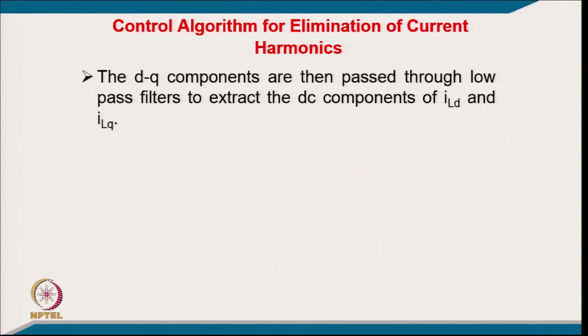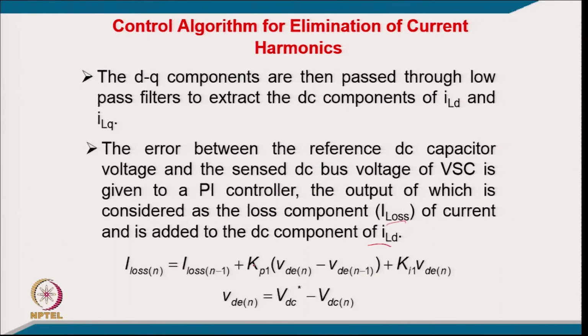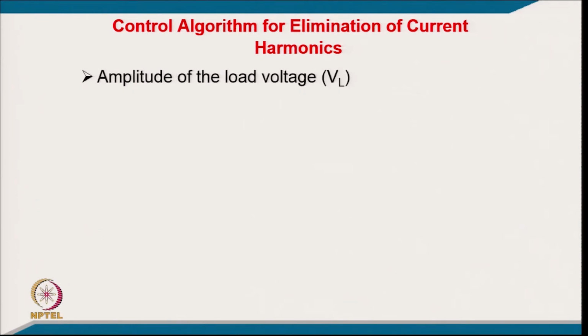The DQ components are then passed through a low pass filter to extract the DC components of ILD and ILQ, and the error between the reference DC bus capacitor voltage and the sensed DC bus voltage is given to a PI controller, the output of which is considered as the loss component I loss of the current and is added with the DC component ILD. And this is the PI controller output, the PI controller equation for the DC link voltage. This is the reference DC link voltage, this is your DC link voltage after the low pass filter, and this is the input for the PI controller, and this is the PI controller output, and this is the previous PI controller output at the previous sampling instant. This is the digital form of the PI controller.